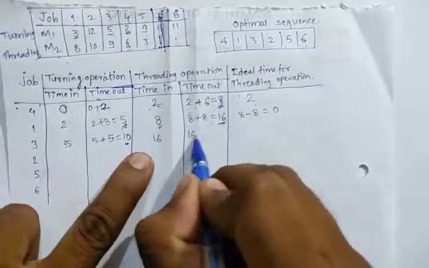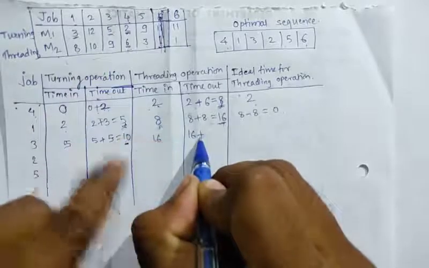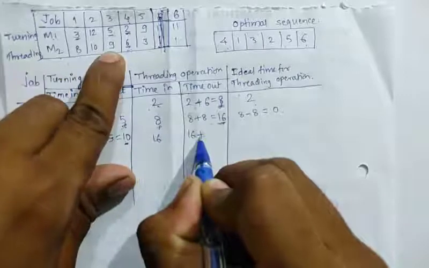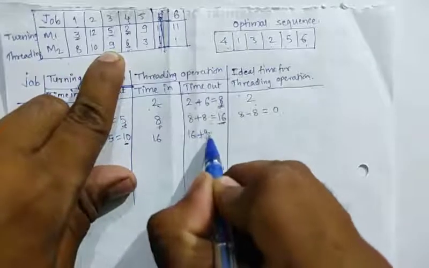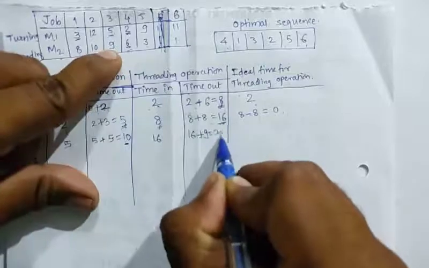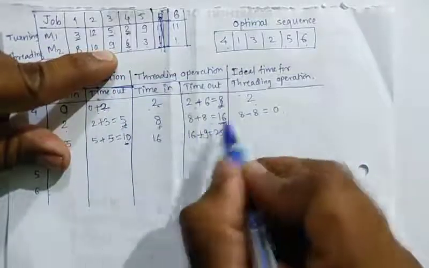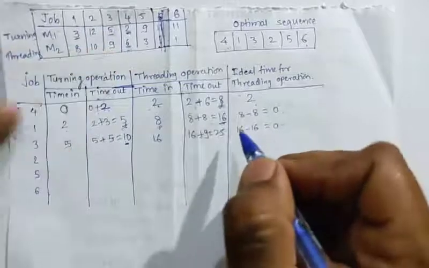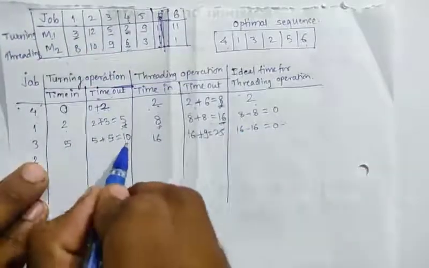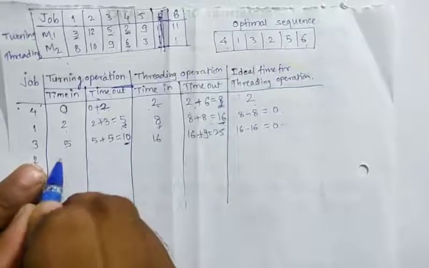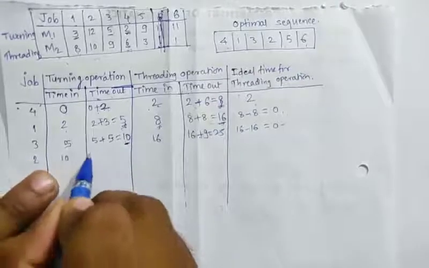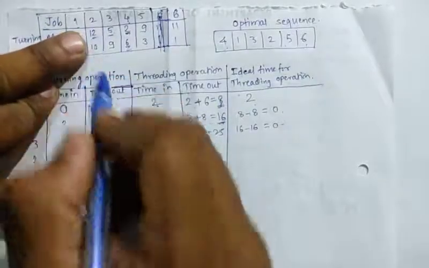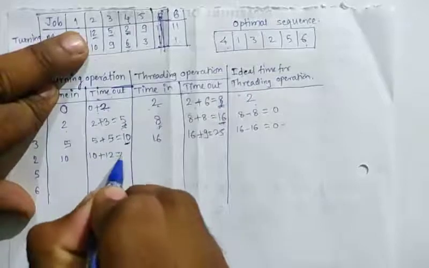Now here 16 plus, this is for the third job. For the third job, the second machine time is 9, so 16 plus 9, which is equal to 25. So the difference between these two is 16 minus 16, which is again 0. Next, the time out of the first machine is the time in of the second machine. So here 10. Now 10 plus the second job, and the first machine has 12 minutes, which is equal to 22.